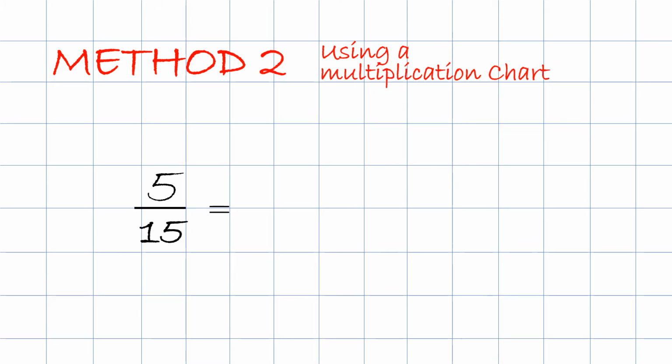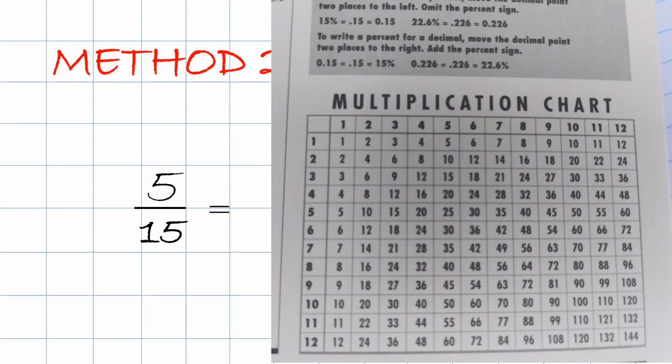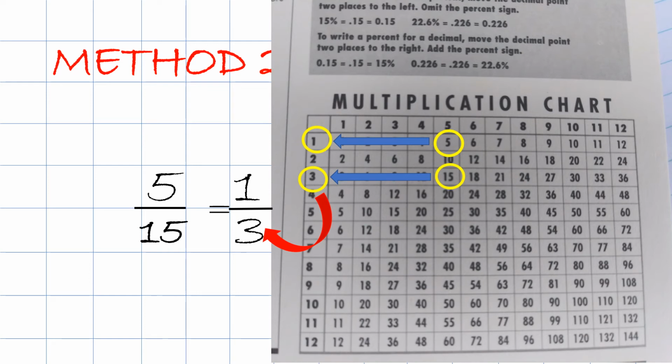So here we're going to do method number 2, where we use the multiplication chart. And once again, since we're doing 5/15ths, we will find a 5 and a 15 in the same column. And there is only one column, the 5 column, where you see a 5 and a 15. When we draw the arrows straight across to the left, the answer is 1/3. So 5/15 reduces to 1/3.